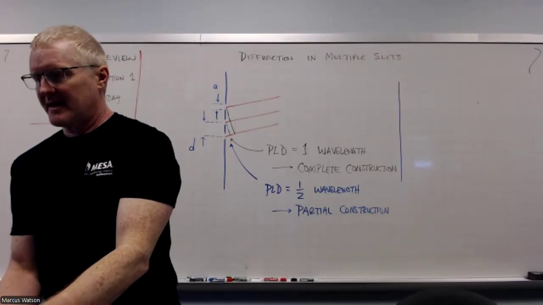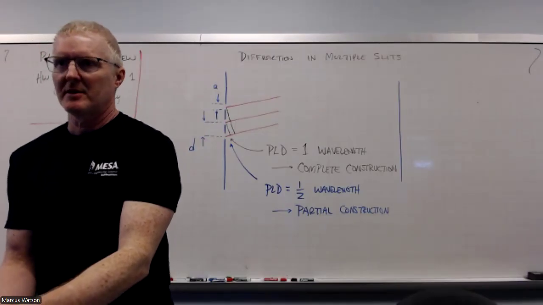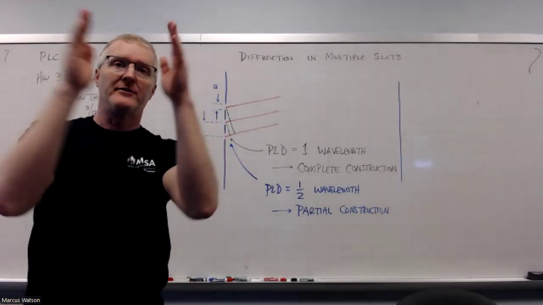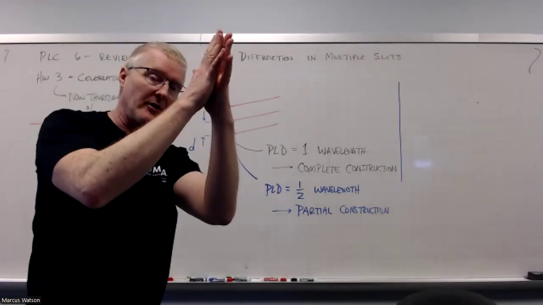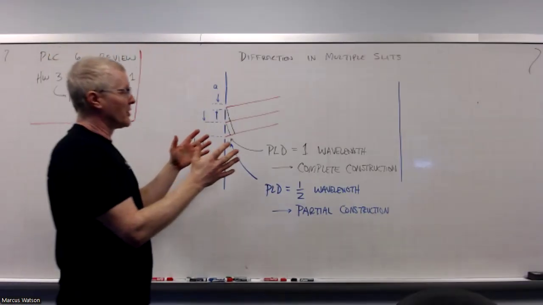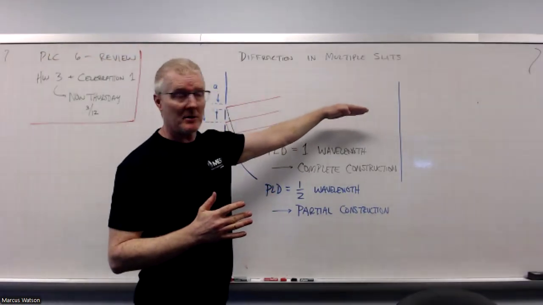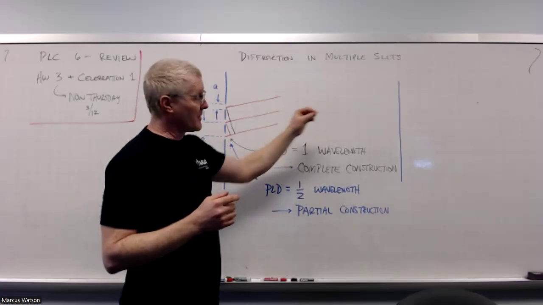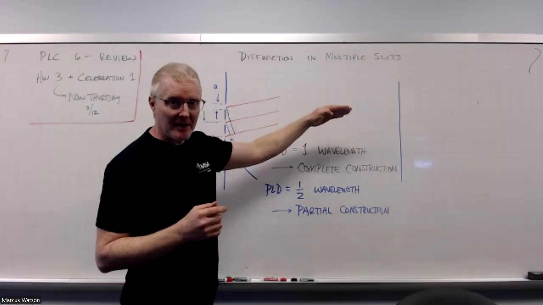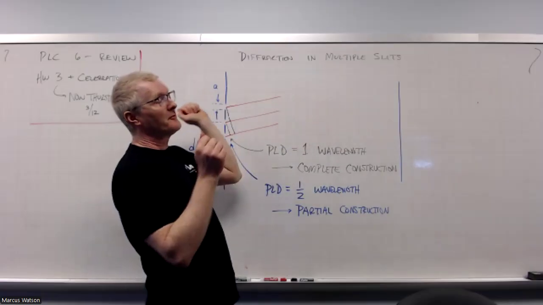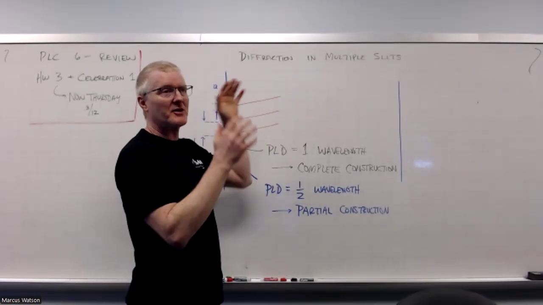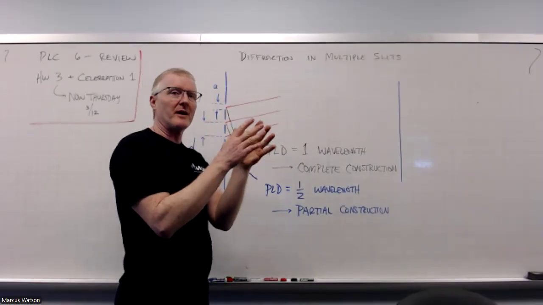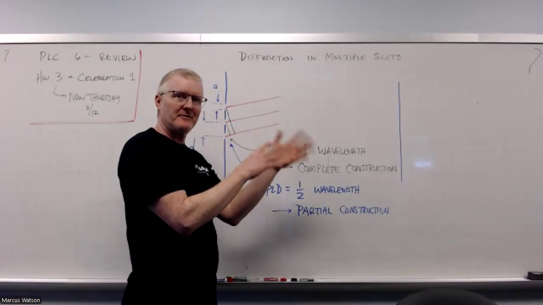And what that means is that we have still the same situations of bright and dark spots, but instead of being bright, dark, bright, dark, bright, dark, what we're going to notice is it goes bright for the central maximum. It's going to go dark while they're all out of phase. It's then going to go partially bright and then dark, and then fully bright and then dark. And it's going to repeat this: partial bright, dark, full bright, dark, partial bright, dark, full bright, dark.